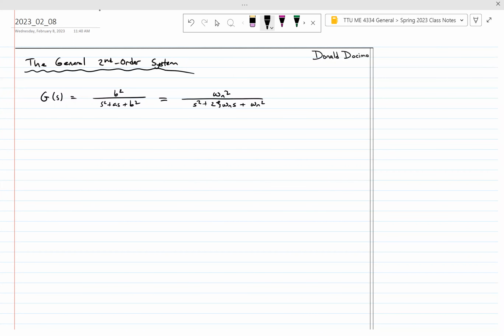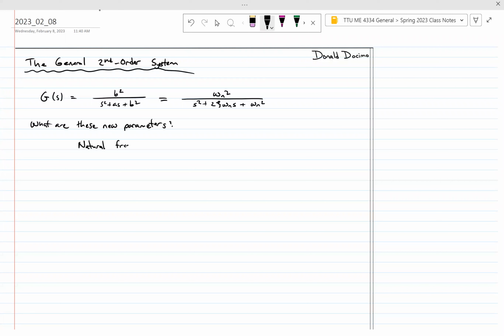We're going to focus on the case with no zeros. The numerator really doesn't matter too much at this stage. It will matter later on, but we're going to focus on that. So what are these new parameters, omega n and zeta? Can somebody tell me what one of them is? Natural frequency for omega n, right?